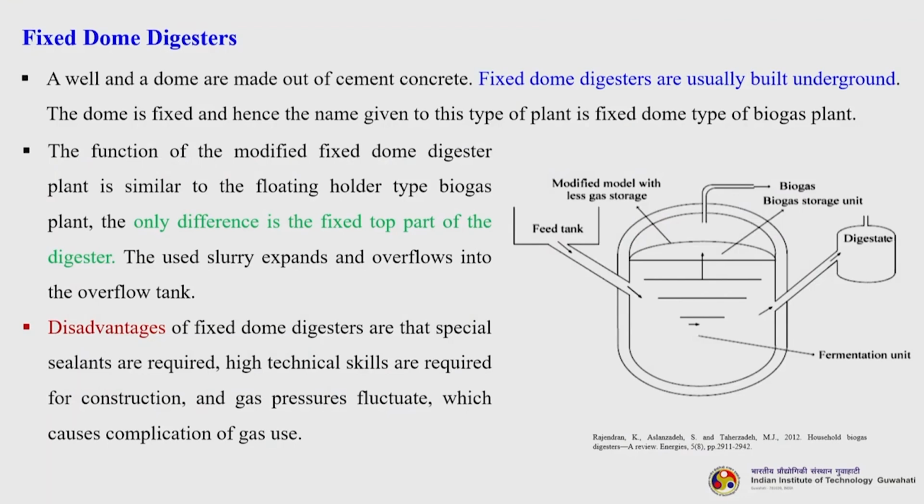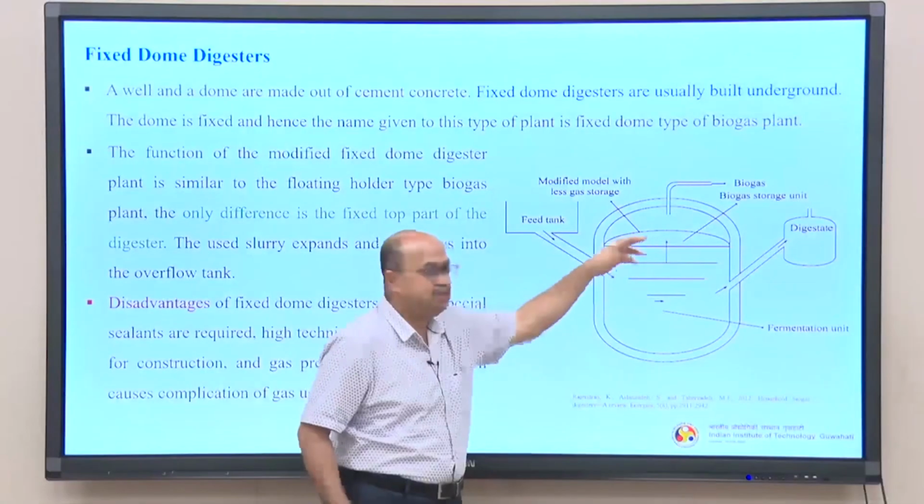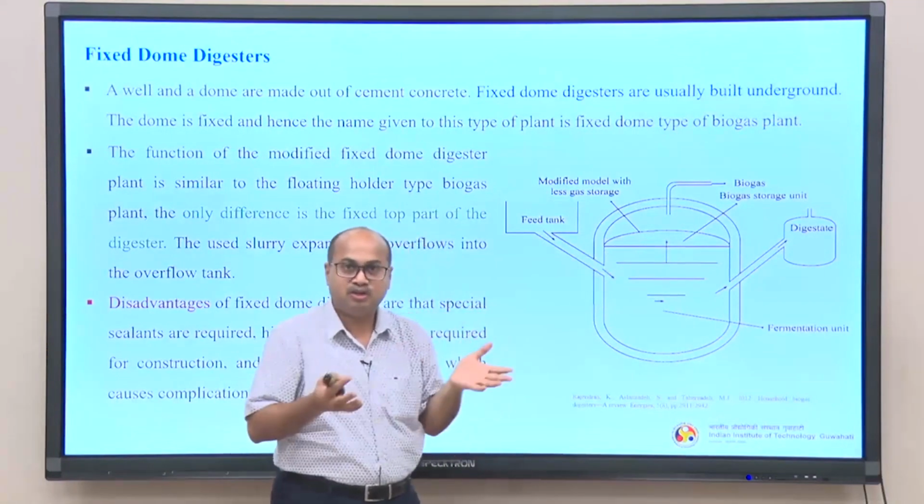Now, the disadvantage is that special sealants are required for this type of fixed dome digesters. High technical skills are required for construction, and gas pressure fluctuates, which causes complication of the gas use, because the gas is continuously getting generated, and in case of the fixed dome here, okay, what is happening, when the gases are continuously getting generated, you should have a proper head space to hold the gas.